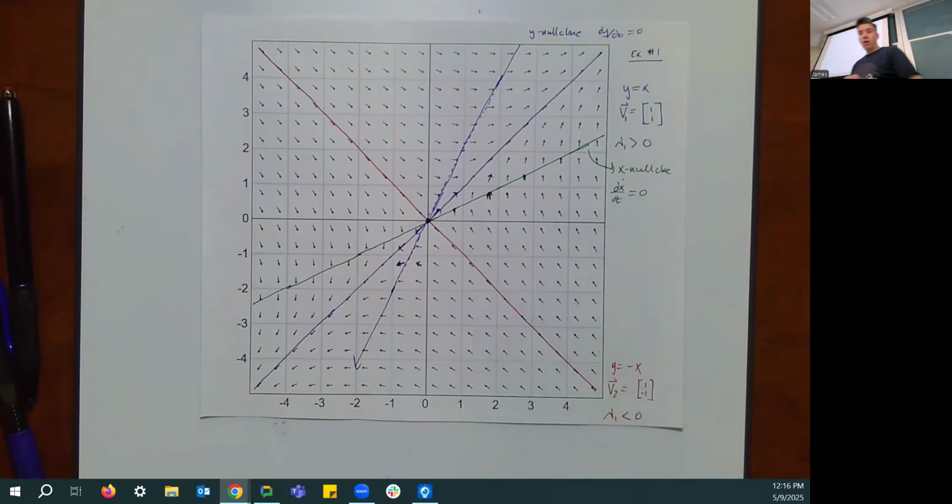Okay. So given that knowledge, we're now going to look at some examples where we're going to try and pair the graph with the system of equations.